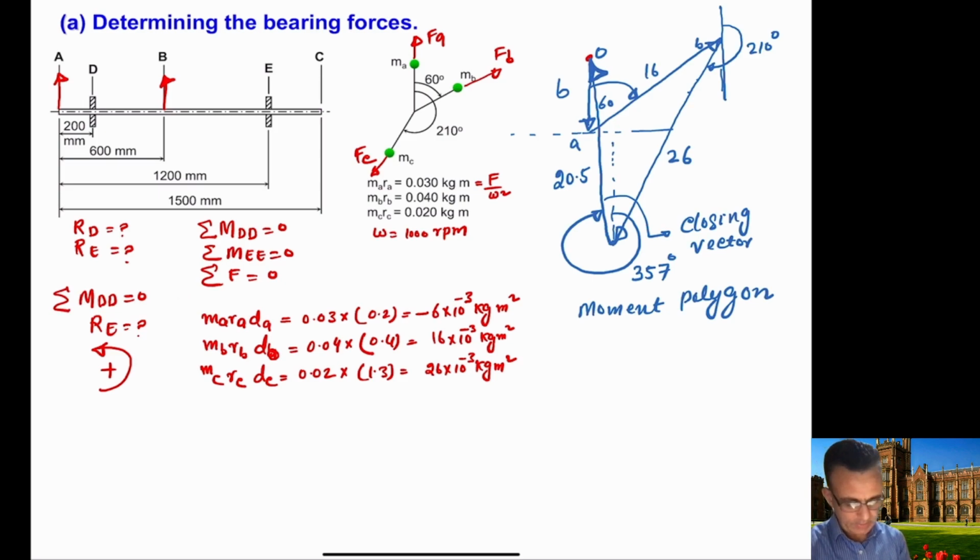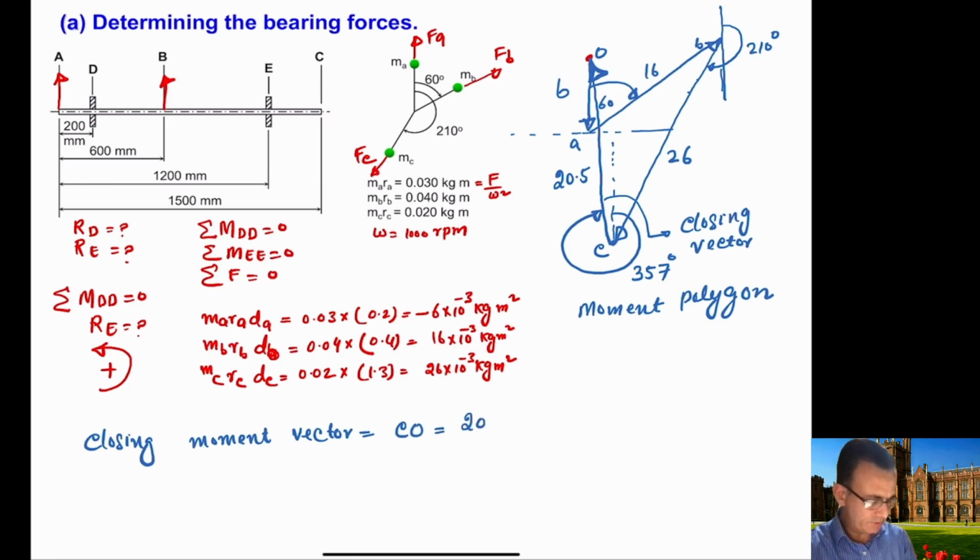So here what you can write is the closing moment vector, which in this case, if you call it O, A, B, and if you call it C, is the CO vector, which is equal to 20.5. And obviously there were the 10 to the power minus 3 with this 6 and this 16 and 26. So we will also put this 10 to the power minus 3 with it.